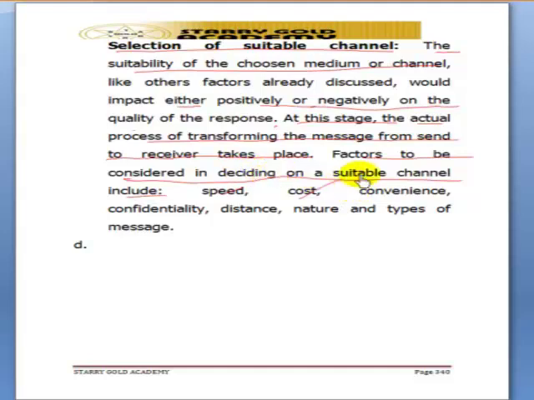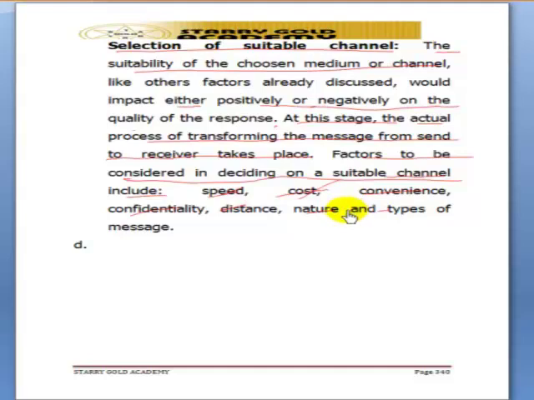He said the factors to be considered in deciding on the suitable channels include what? The speed, the cost, the convenience, and confidentiality. So you have the distance, the nature, and the type of message. All of these things matter, and they matter in communication.